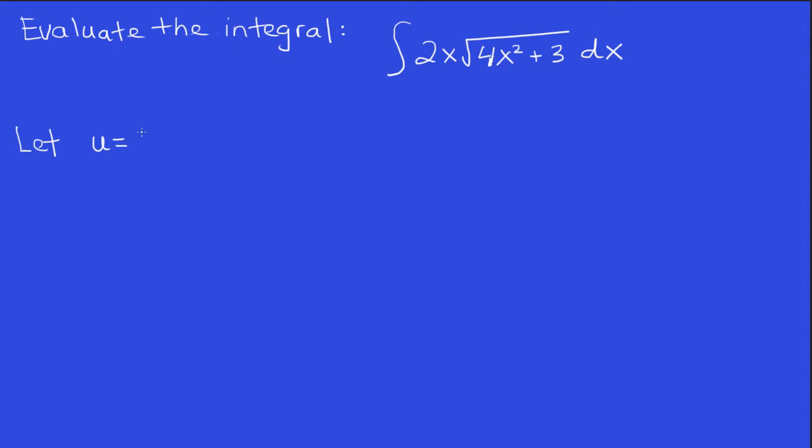So let u be 4x squared plus 3. Then what would du be? Well, du, the derivative of 4x squared would be 8x plus 0, which is just 8x. And remember, afterwards we have to write this dx here. It's really a multiplication here.